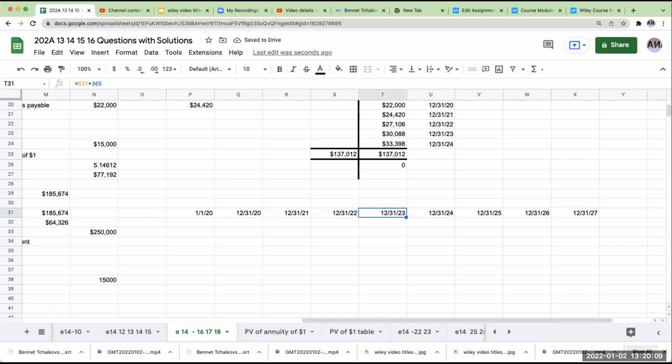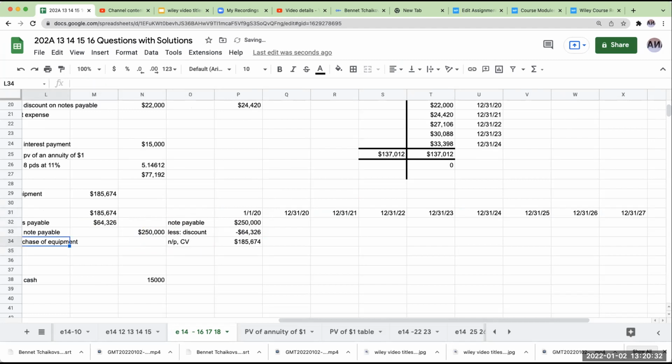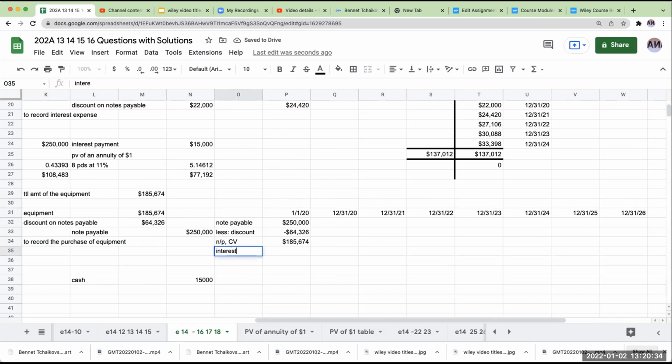See, 1, 2, 3, 4, 5, 6, 7, 8. Okay, perfect. So my note payable amount is going to be 250,000, right? My discount on notes payable is going to be 64,326. My note payable carrying value is going to be 185,674. We're doing this for 12/31/20. My interest rate over here is 11%.